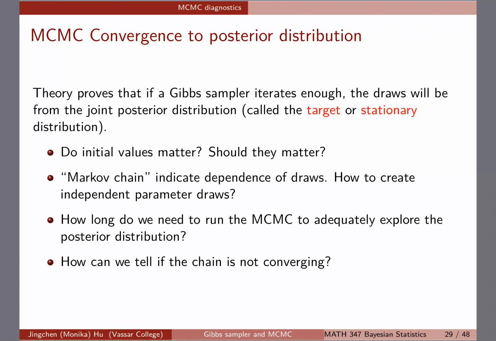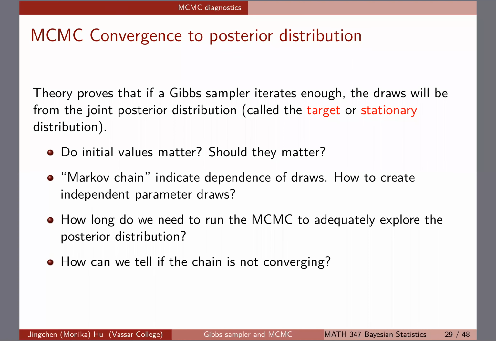And how can we tell if the chain is not converging? So those are some questions to keep in mind. Before we move on, since I talked about especially the first two, just check with the neighbor quickly to see how you think about the four questions here. Say, in your mind, what can we do to make sure that we're able to have a convergence of our Gibbs sampler?